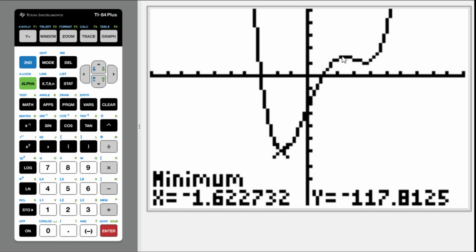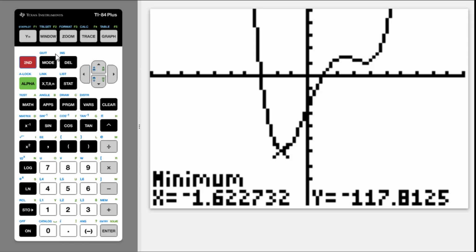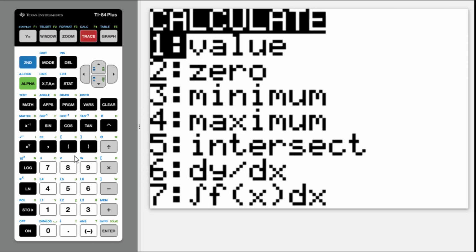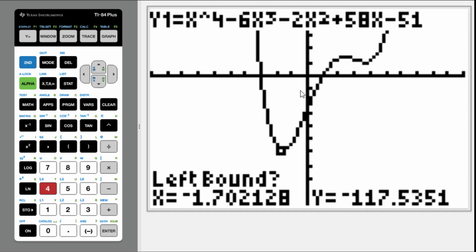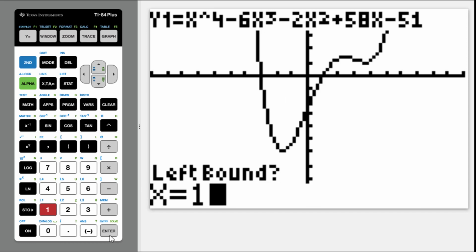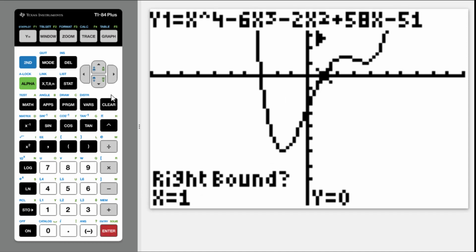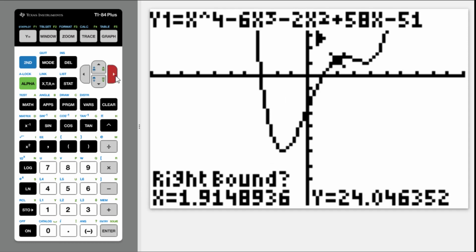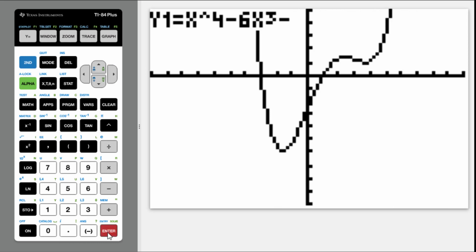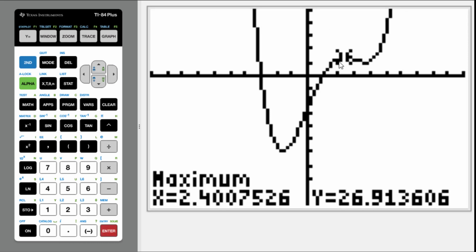We need to figure out this maximum point. Second trace. Maximum, that's 4. We know here is 1, so let's use 1. Then move to the right side for that maximum point. Enter. The coordinates for this maximum point is 2.4, 26.9.